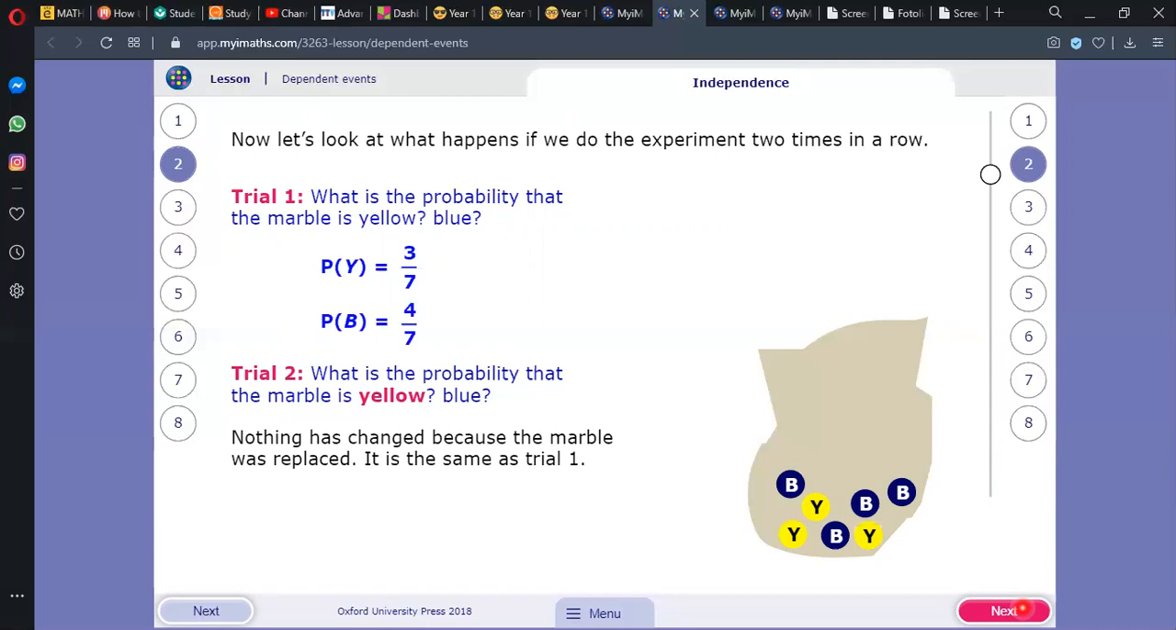Please take note of that. So the probabilities you'll be using for your outcomes will remain the same because you were returning them back when you were picking. So in the second trial, the probability of Y and the probability of B will remain the same, 3/7 and 4/7 respectively.